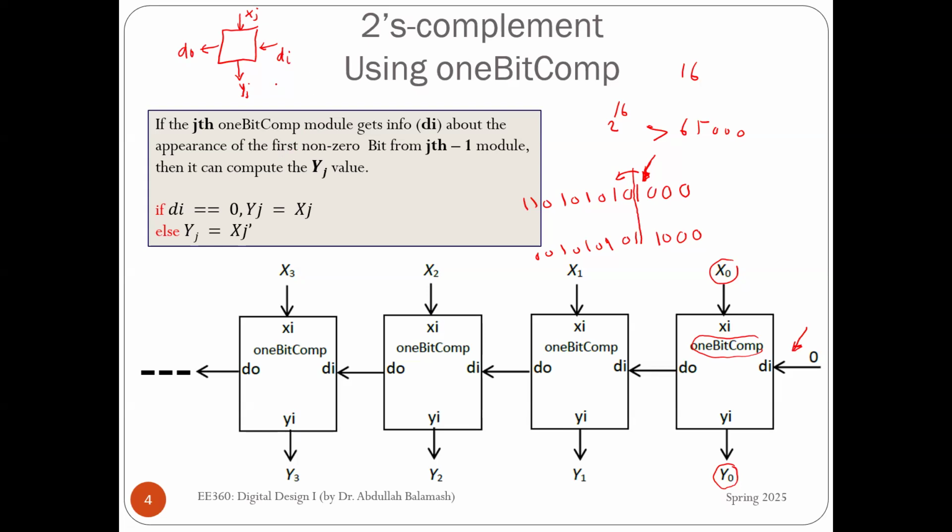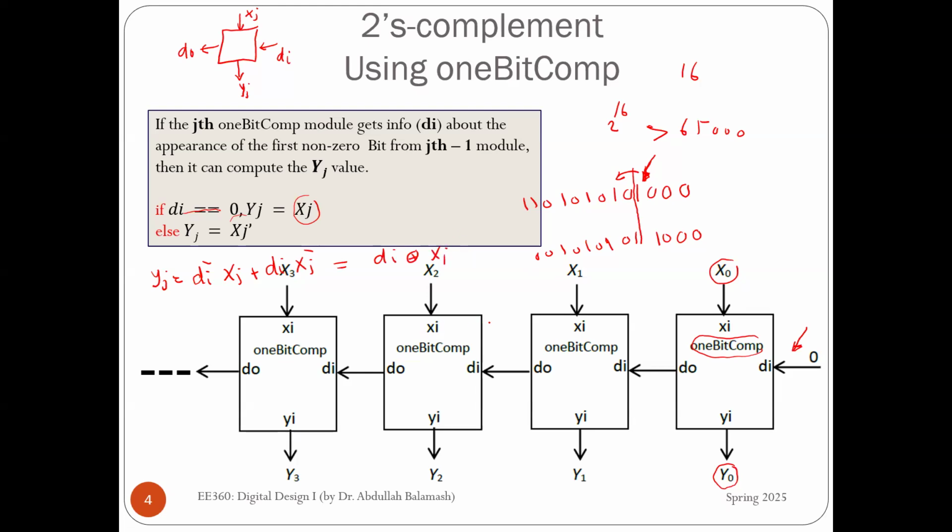Okay, let me now compute the YI. We said YI will depend on the DI. If DI is 0, YI will be XI. If DI is 1, YI will be XI bar. So if DI is 0, we will have XI, or if DI is 1, we will have XI bar. And it is clear that it is the XOR between DI and XI. Okay, this is for the YI.